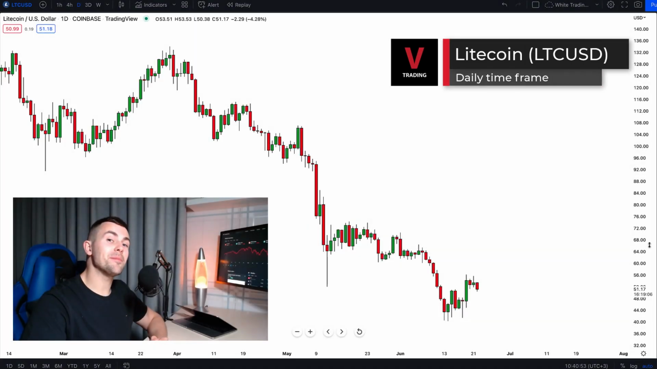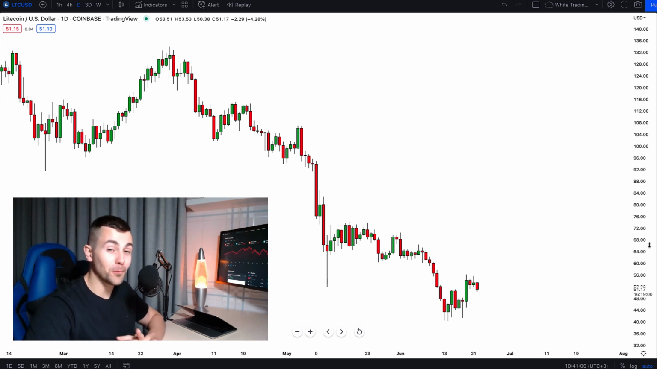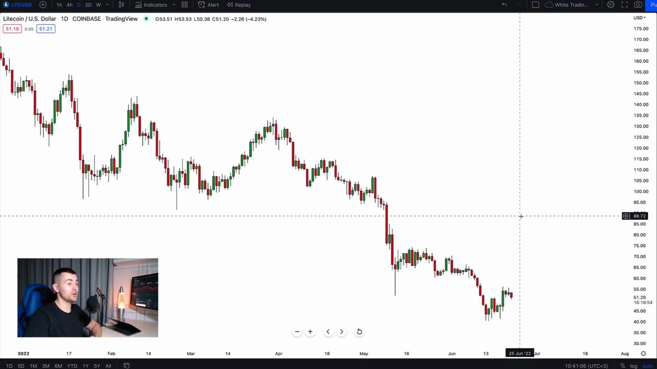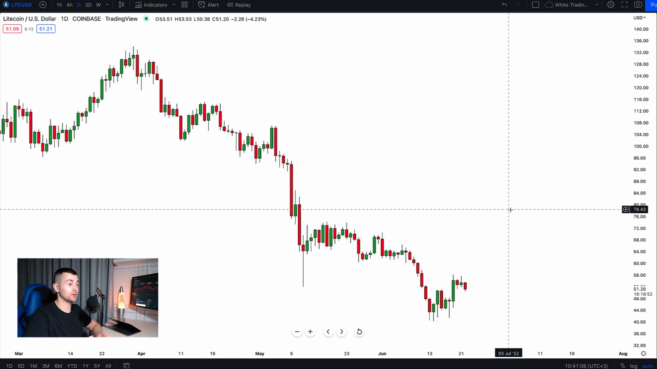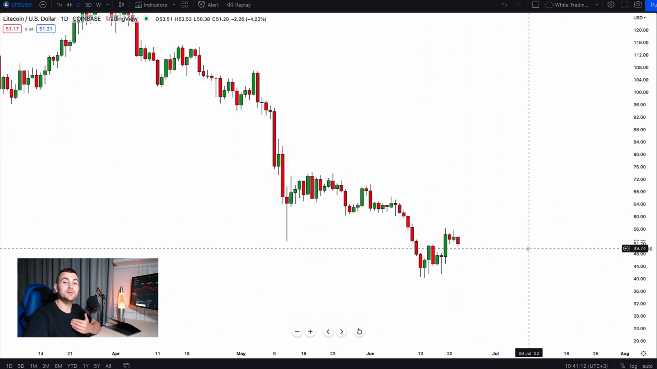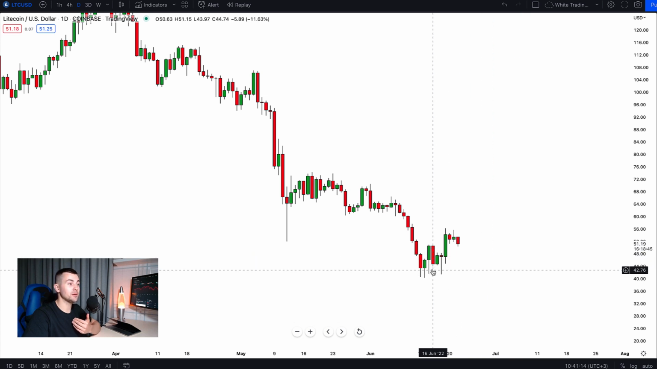The second example will be on Litecoin, and we are on a daily time frame again. And again, first task is to identify the current market trend. You can see that the market is bearish. We are trading in a bearish trend, and once the price set a new low recently, we retraced.